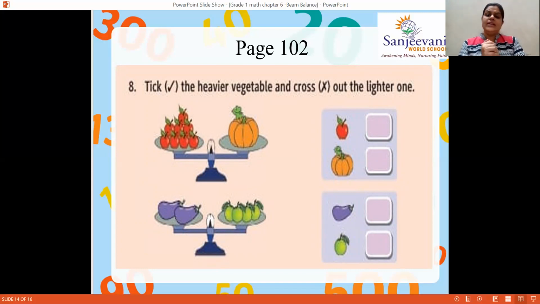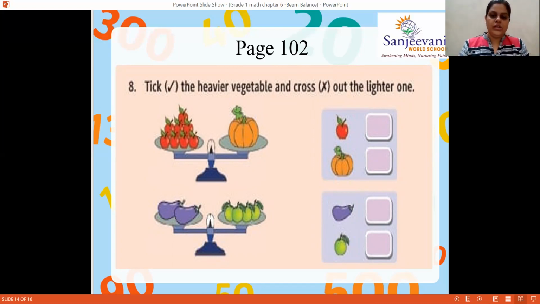Yes, so which one is heavier? Come on, tell me. Pumpkin. Right, pumpkin is heavier. You know why? Because see, it is balanced, right? If there was only one apple, then what would have happened? Pumpkin would have come down, right? But to keep it in balance, many apples are used, right? So pumpkin is the heavier vegetable.